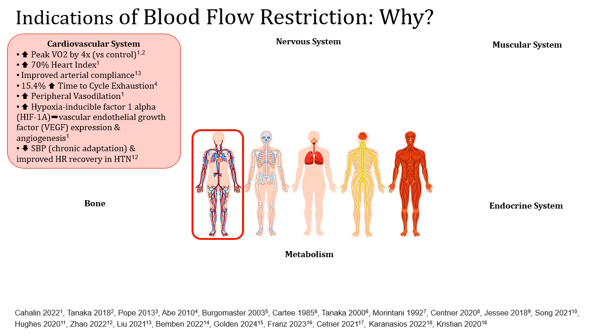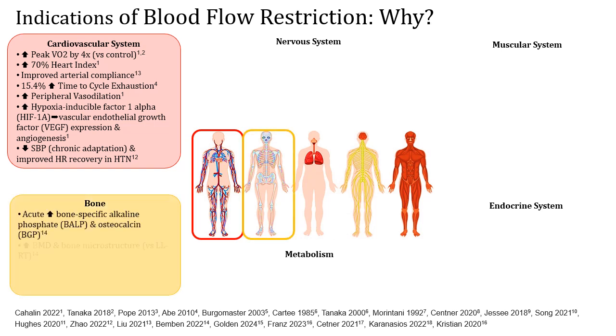That is more of a chronic adaptation, and it also improves heart rate recovery in hypertension-based demographics. In regards to bone, acutely, bone-specific alkaline phosphatase and osteocalcin, also known as BGP for short, have been shown to increase bone mineral density and bone microstructure over time. That's as compared to low load resistance training, and it also increases the preservation of bone mineral density and bone microstructure, as well as muscle mass, in bone stress injuries.